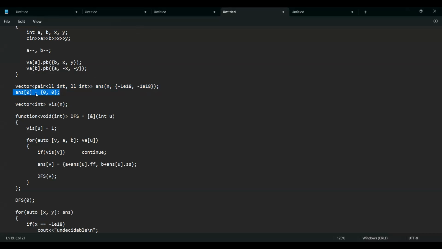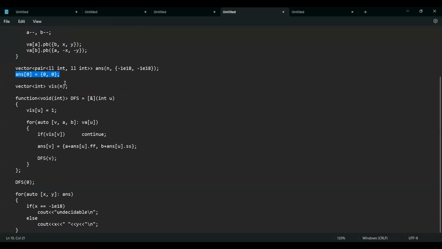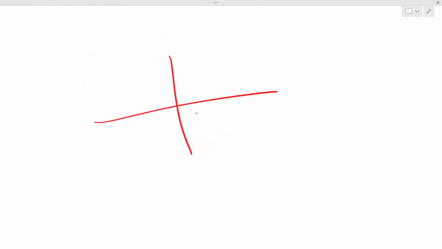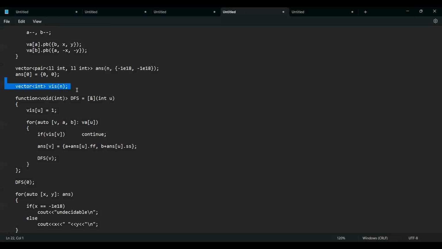Because I definitely know that the first person is at origin. Now I have created a visited array. Why? Because in the input, it's possible that we are given something like this: from the first person, the second person is here, and from the second person, the first person is here. So we shouldn't end up in a cycle. Otherwise, we'll get TLE. That's why I have made this visited array, so that if a person is visited, I won't go back to that person again.